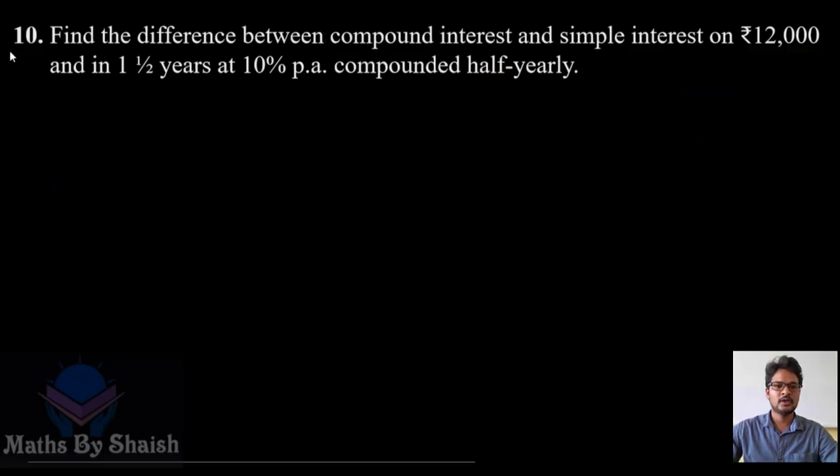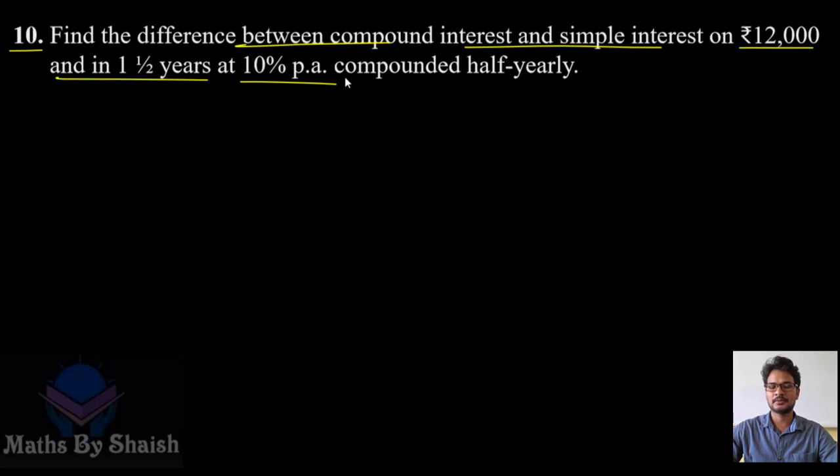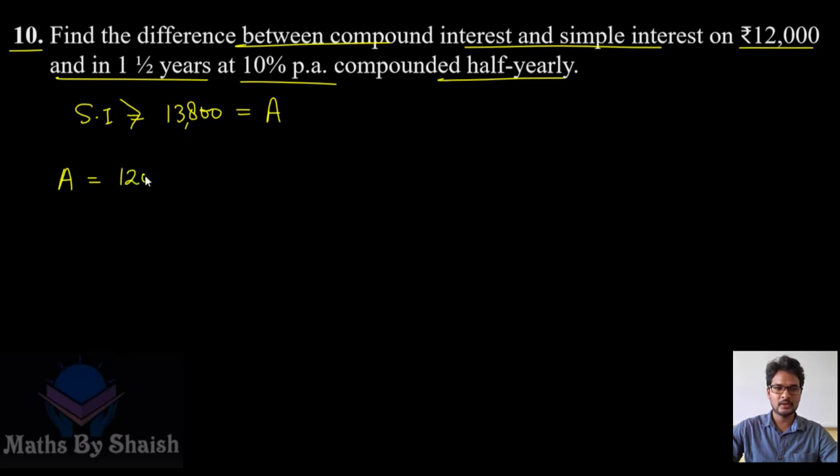Here's the last question, the 10th one. Find the difference between the compound interest and simple interest on 12,000 in 1.5 years at 10% per annum compounded half yearly. For simple interest, the amount is the same as before, 13,800. For half yearly compounding, the amount is 12,000 into 1 plus 10 over 200 to the power 2n, where n is 3 by 2.